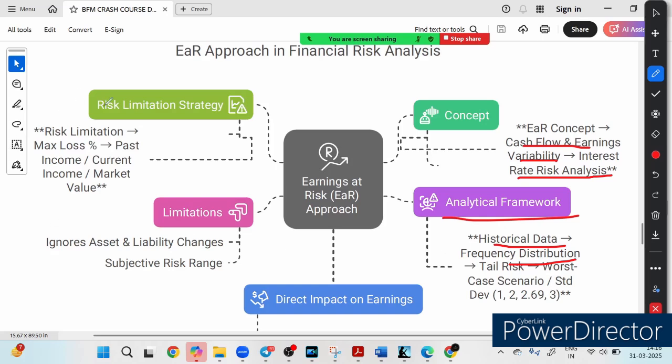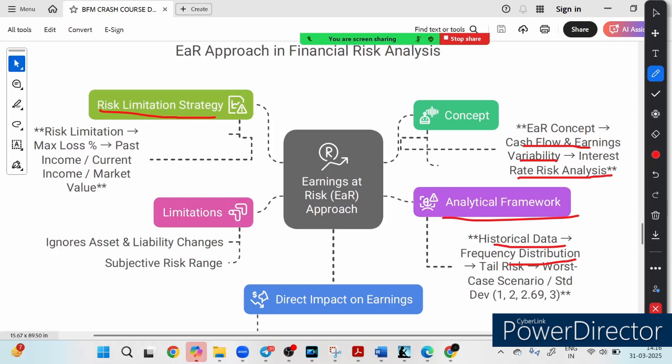And if you look at the risk limitation strategy, to control risk, business set a maximum loss percentage based on past income. They set a maximum loss percentage, means how much they can withstand, how much they can tolerate. That is called maximum loss percentage based on the past income, based on the current income, based on the market value. They set some tolerance level. This ensures that financial shock don't push them into a crisis.